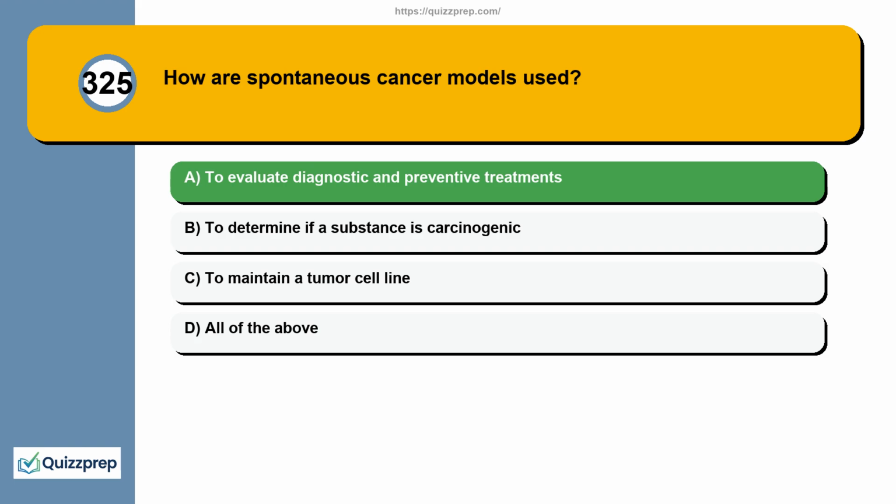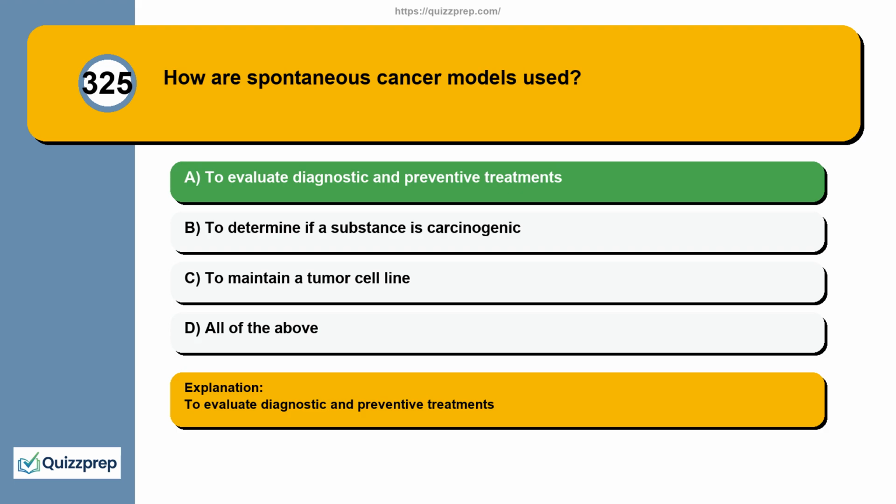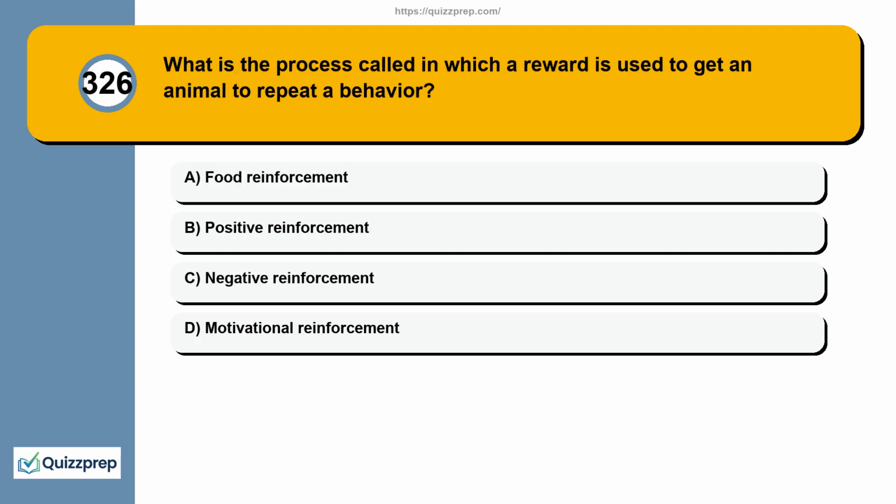The correct answer is option A. To evaluate diagnostic and preventive treatments. Question 326. What is the process called in which a reward is used to get an animal to repeat a behavior? Option A. Food reinforcement. Option B. Positive reinforcement. Option C. Negative reinforcement. Option D. Motivational reinforcement.